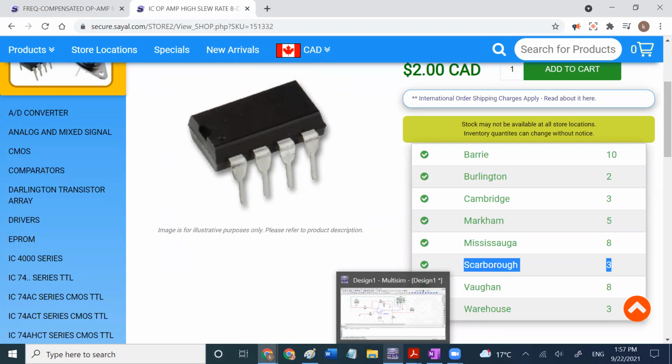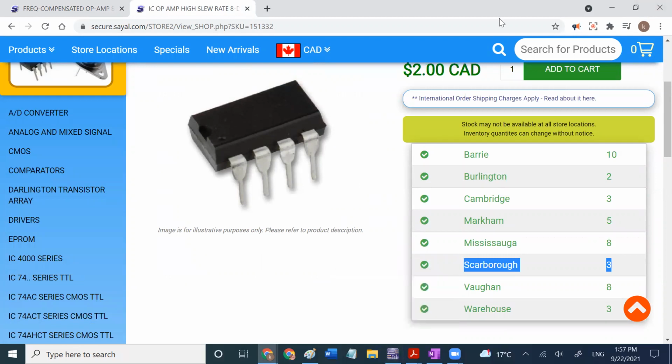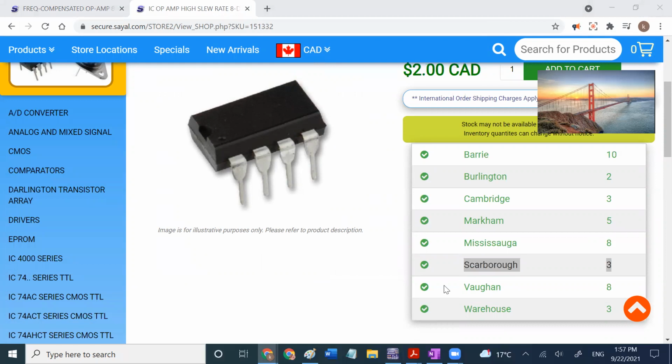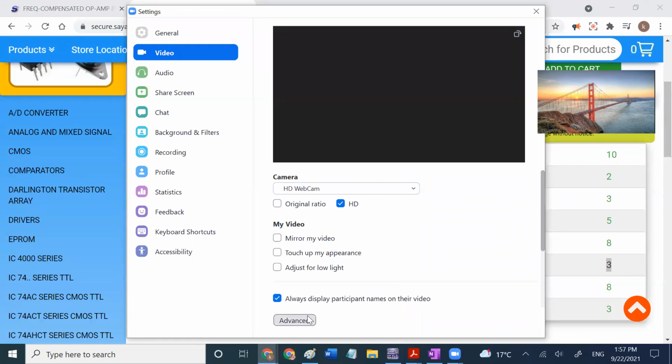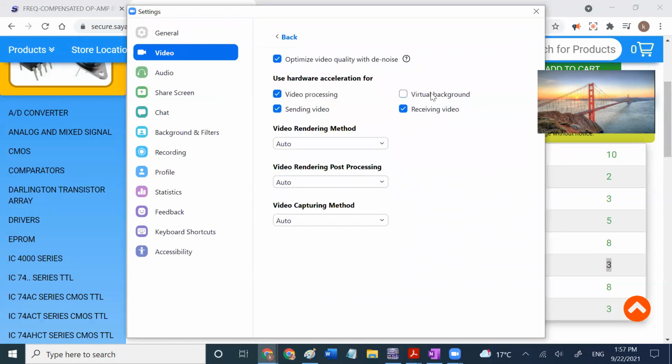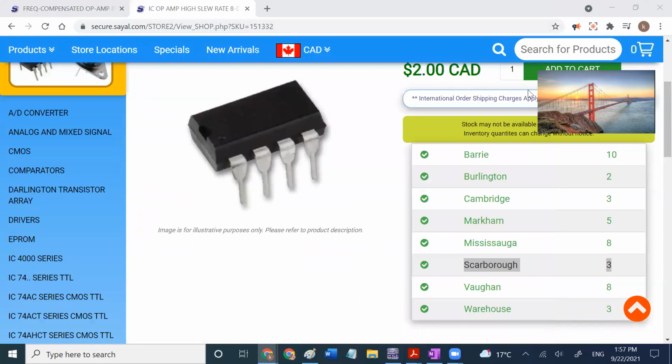And the other thing is, if you want to show them, let me just go to this part. And I'm going to take away my background. Okay, give me 1 second.